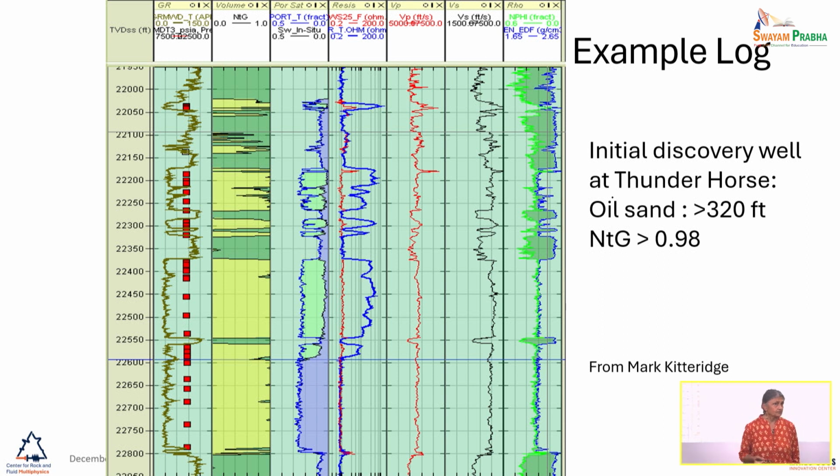For those of you, for none of you who are in G&G, Thunder Horse is a very famous oil field that was discovered 10 years ago. It was a major deal in the Gulf of Mexico. This is the original discovery well. This was by Shell, and it has oil sands more than 300 feet. That means 100 meters of oil. Net to gross, 98%. It's pure. Net to gross is what defines how much of other material you have in the formation. Almost 98%, so it's almost 100% pure sand.